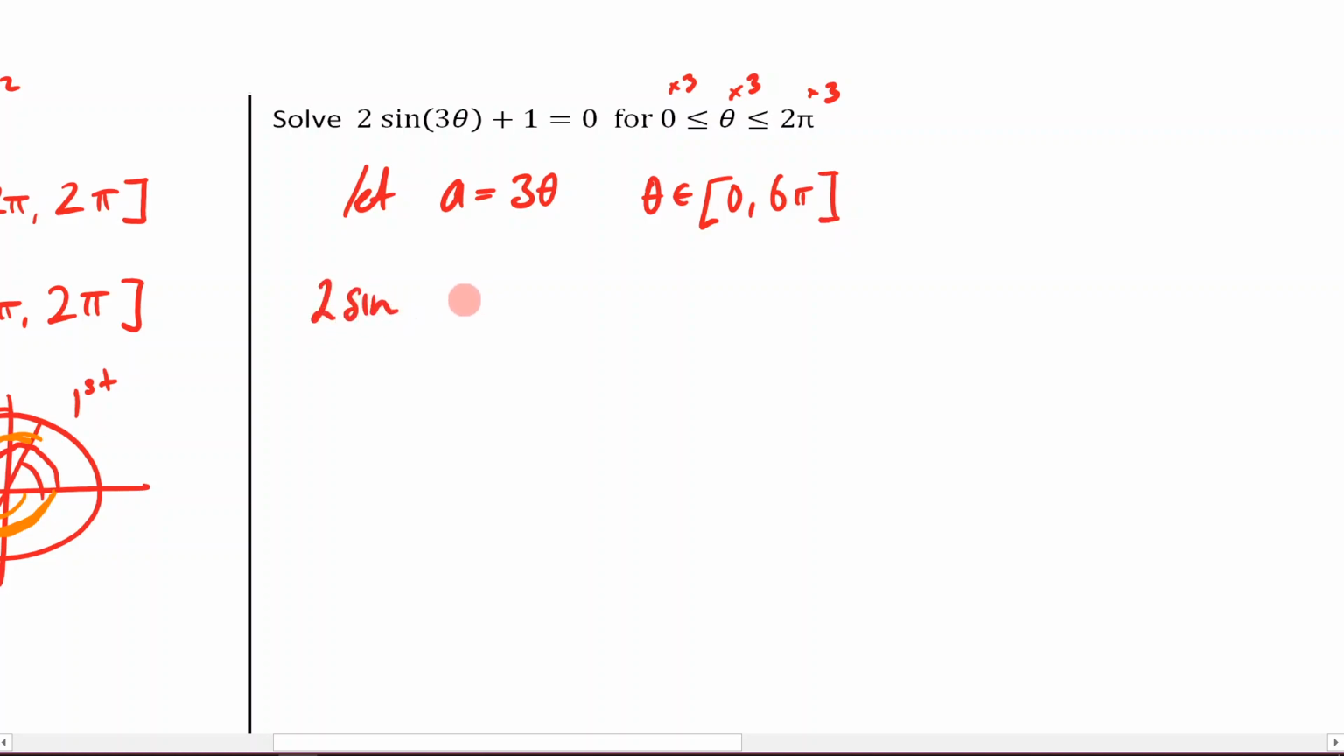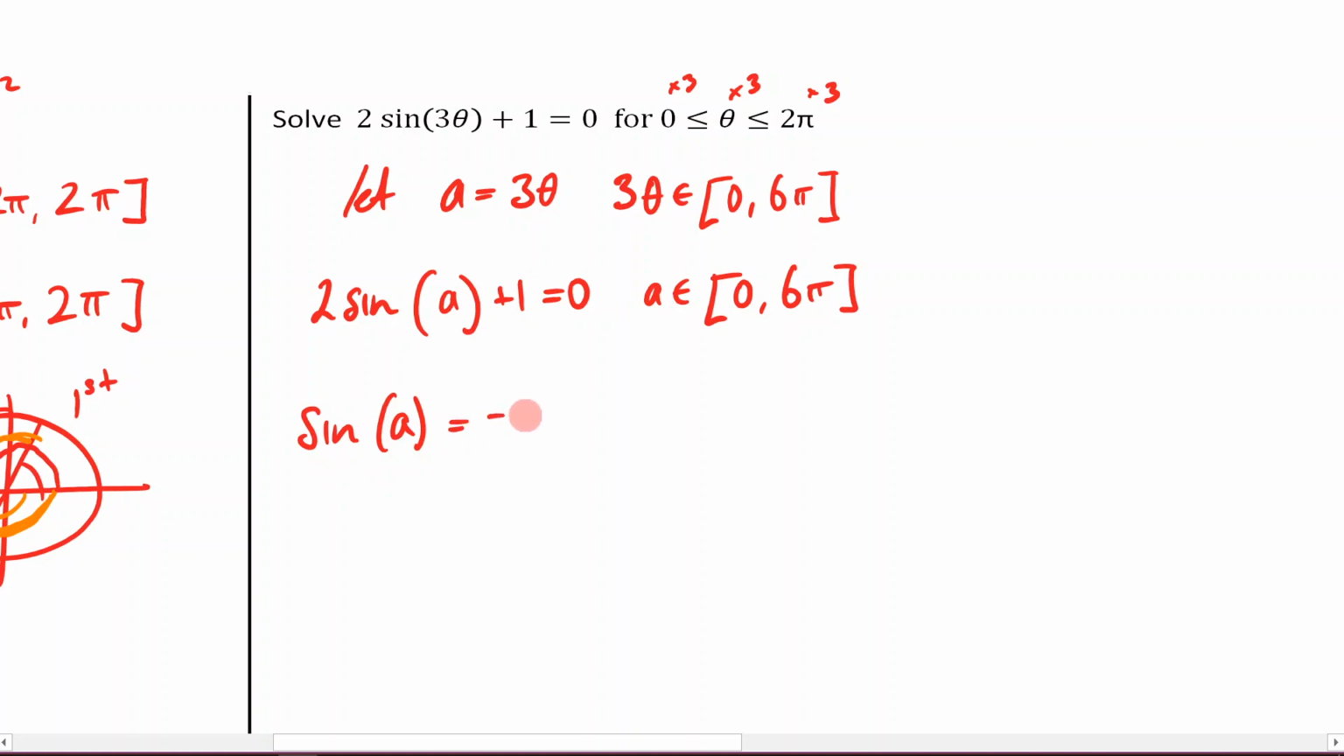2 sine of A plus 1 equals 0, and my theta, sorry, this should be 3 theta because I times it by 3, and now I know that 3 theta is equal to A. I can say A is an element of 0 to 6 pi. Now I have to rearrange this. It's going to be sine of A is equal to negative 1 on 2, and let me just rewrite my domain here.